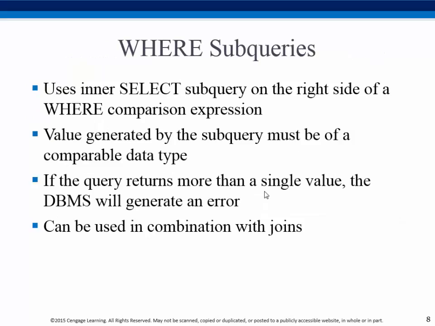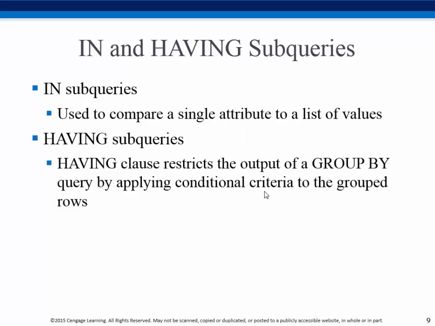Okay. The where subquery uses an inner select subquery on the right side of the where. Values generated by the subquery must be of a comparable data type. Alright, if the query returns more than a single value, the database management system will generate an error. It can be used in combination with joins. In and having subqueries: the in subquery is used to compare a single attribute to a list of values. And the having subquery, a clause, restricts the output of a group by query by applying conditional criteria to the grouped rows.